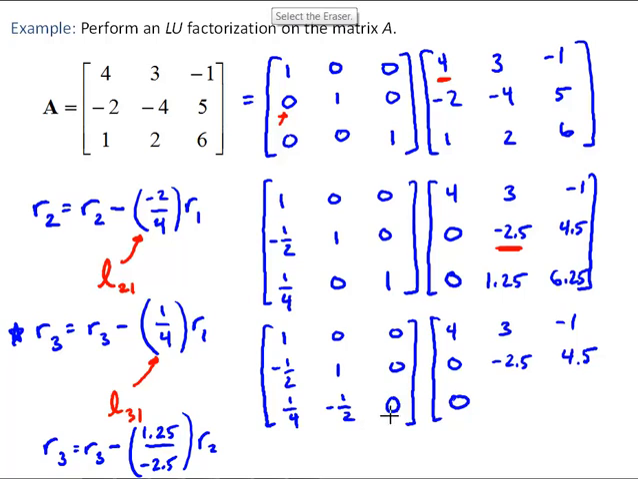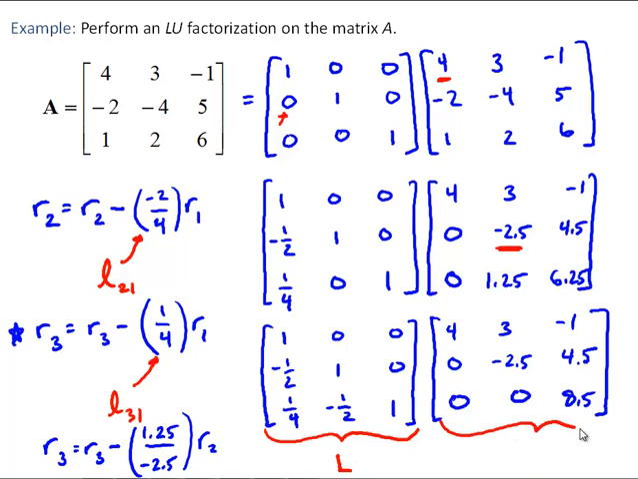and sorry, that's still a 1 on the diagonal. So there's our lower triangular matrix, and going through those subtractions, we get a 0 under the pivot element and an 8.5, which is what's left. So there's our LU factorization. That is our lower triangular matrix L and our upper triangular matrix U.